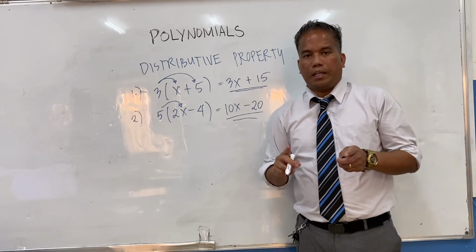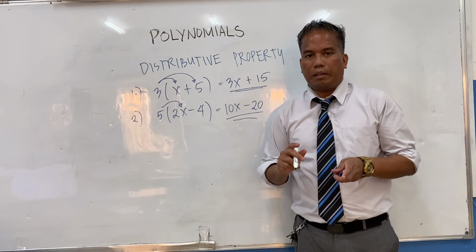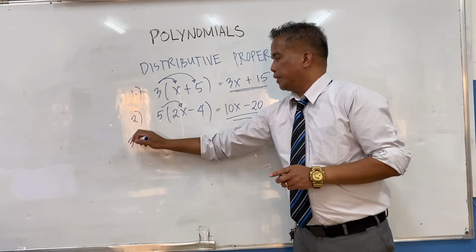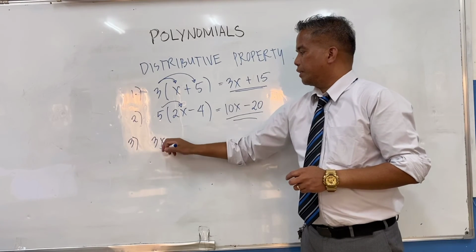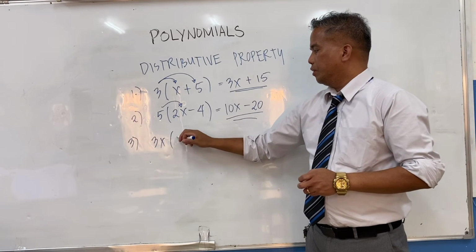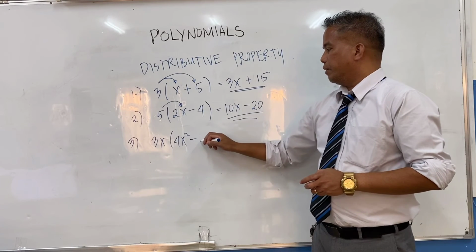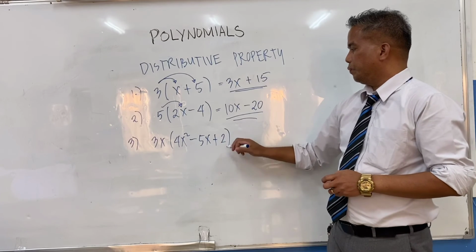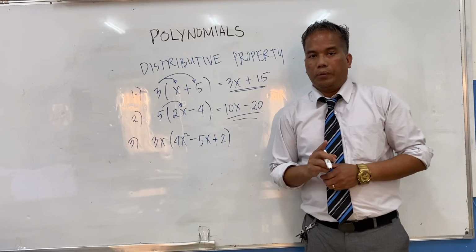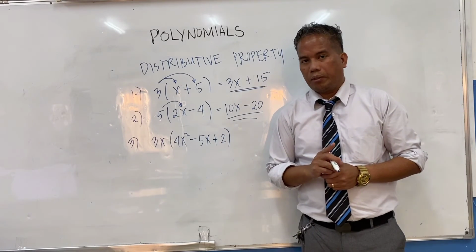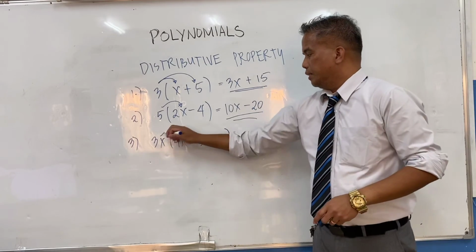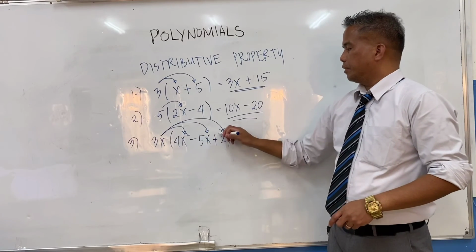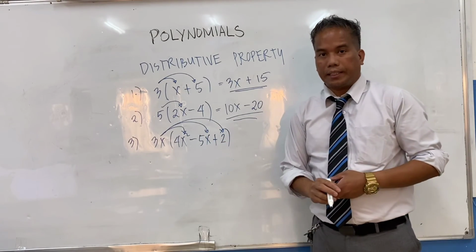Now, if there is a variable outside the parentheses or bracket, let's say we have 3x times (4x squared minus 5x plus 2). So all you have to do is just distribute as usual. Distribute to the first term, distribute here, then distribute to the last term inside the parentheses.